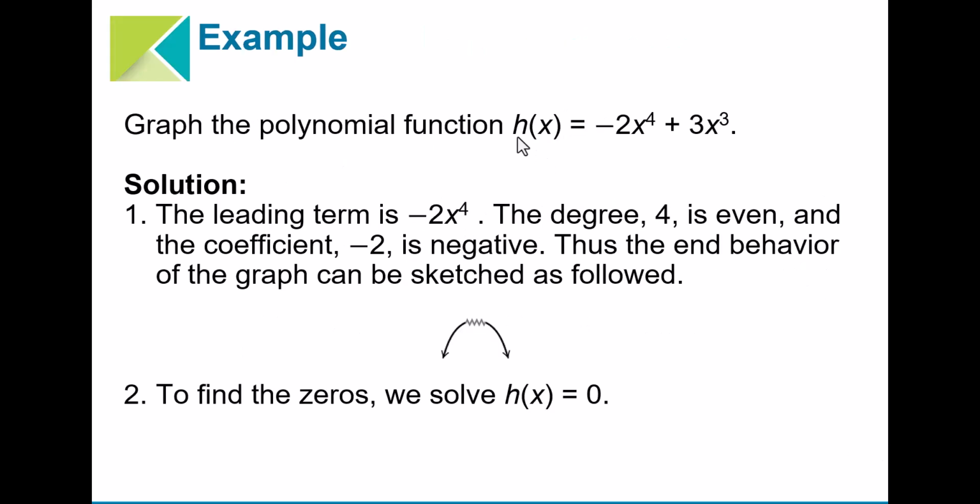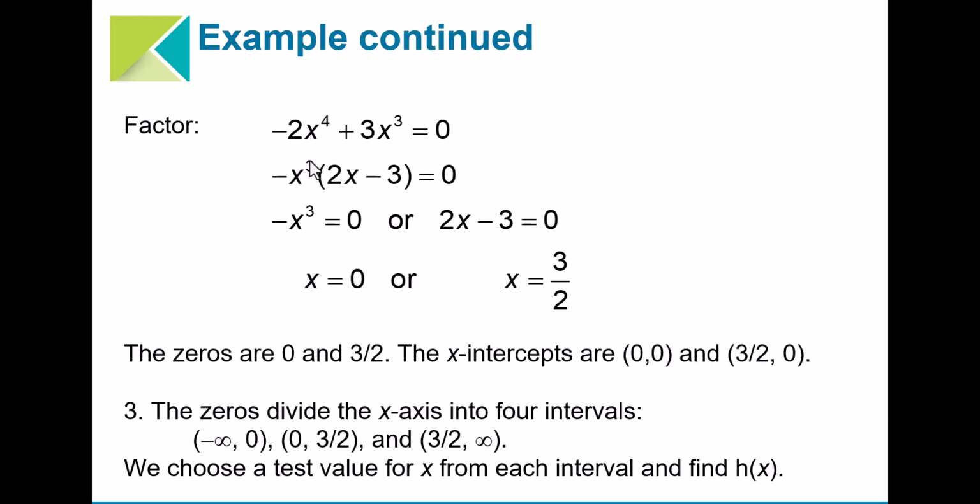So if we were asked to graph this function, the first thing I remember is that the leading term is negative and my exponent is even, so it's going to look like this. We're not sure here in the middle what's going on. Now we find the zeros, which I simply factored out a negative x cubed. So I'm left with 2x minus 3. So when negative x cubed equals 0 or 2x minus 3 equals 0, that's going to give me my zeros, which I can then use to get my x-intercepts.